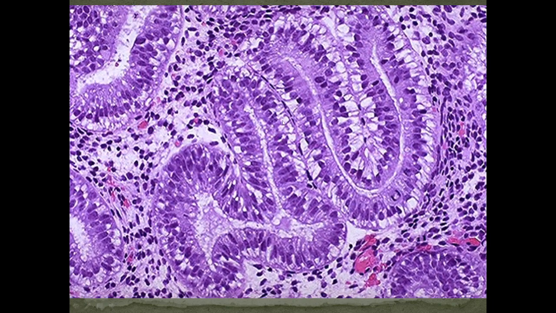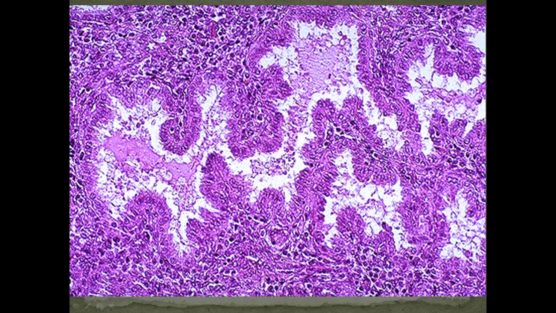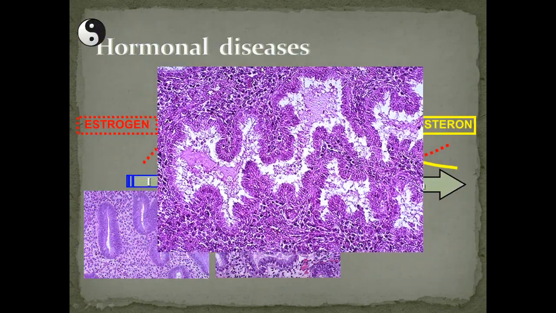Next one is the early secretion stage. Here you see these subnuclear vacuoles, very specific features for this stage. And lastly, we have late secretion. We see the dilated glands with a lot of secretion inside the lumen of the gland, so classical appearance of secretion.